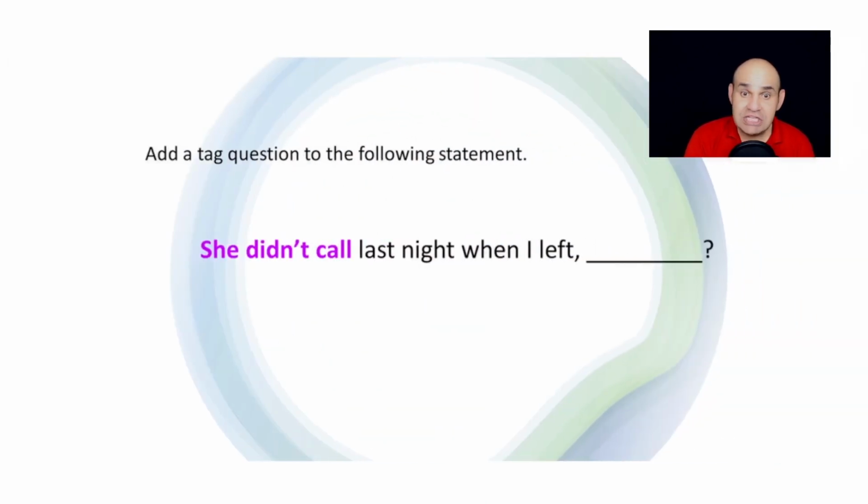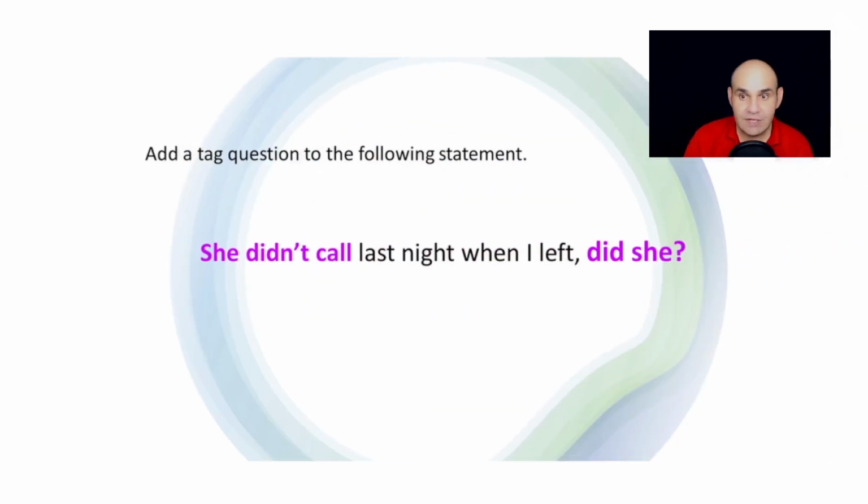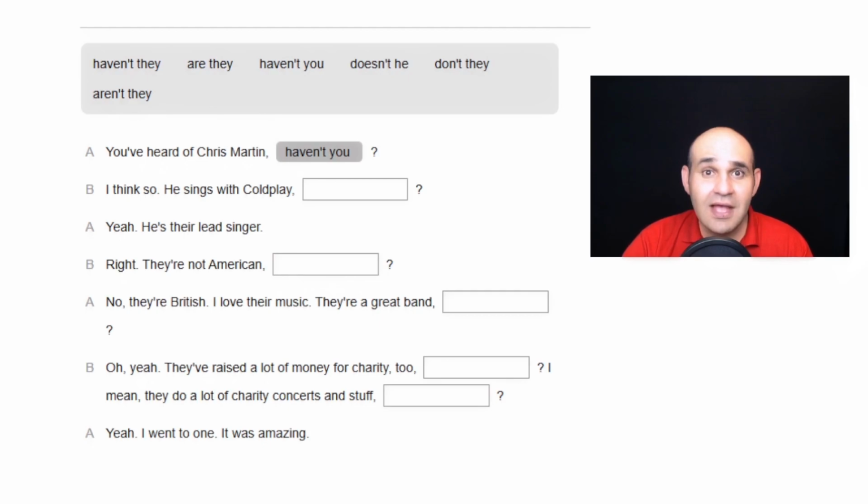Another one. She didn't call last night when I left. Simple past here. In this case, we have a negative statement, so we should use an affirmative tag. So what is the answer? Very good. Did she? She didn't call last night when I left, did she? Good. Let's do another exercise about tag questions.